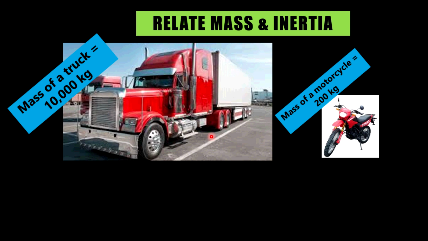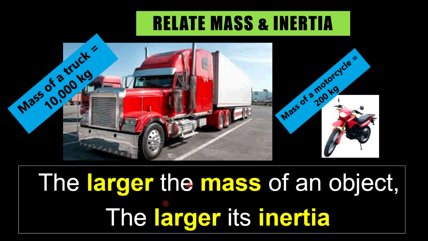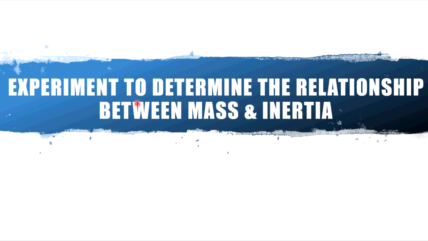And we know that the truck has bigger mass. So the relationship between mass and inertia here, we can conclude that the larger the mass of an object, the larger the inertia. Okay, the larger the mass of an object, the larger the inertia.